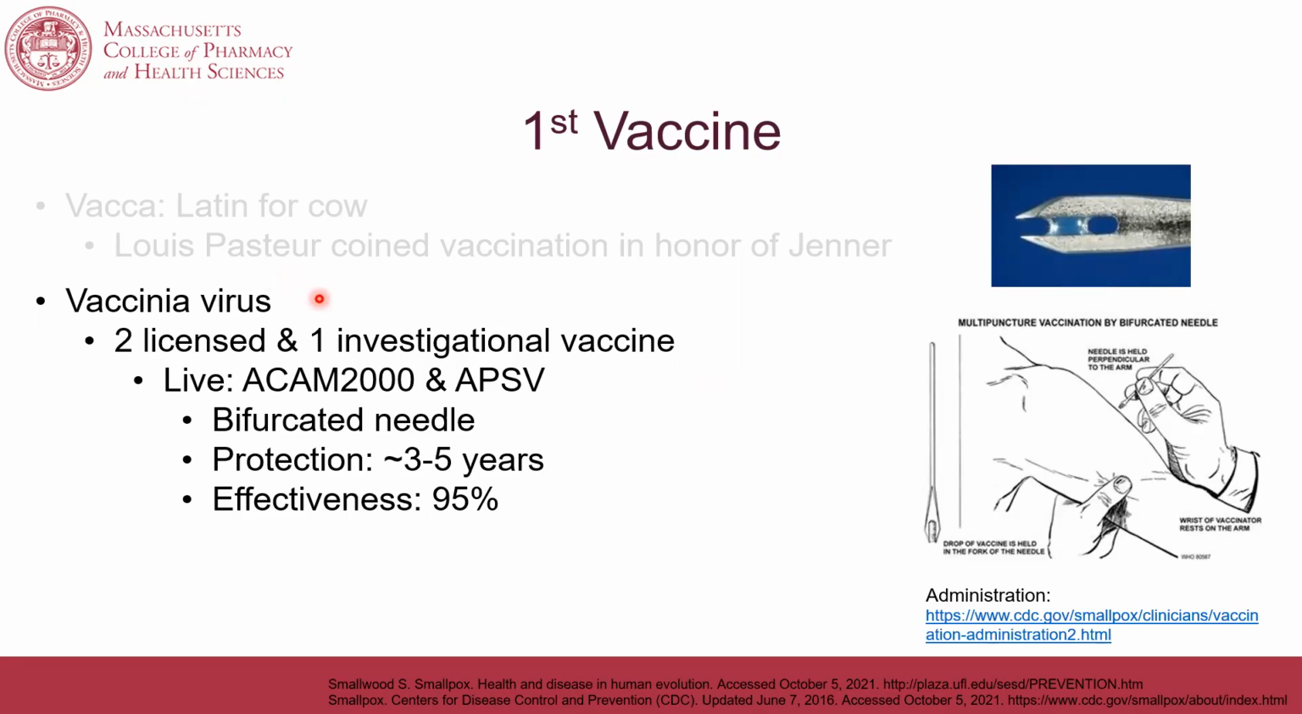And to note, these vaccines were actually made with the vaccinia virus and not the cowpox virus. They're not the same, and definitely not the same virus that Jenner first used. It's actually unknown how the switch occurred, but in general, there are 2 licensed vaccines and 1 investigational vaccine. And so there are 2 live vaccines. One's ACAM2000 and the other one's APSV. These live vaccines are administered by a bifurcated needle, and the protection lasts about 3 to 5 years. And it's generally seen to be 95% effective.